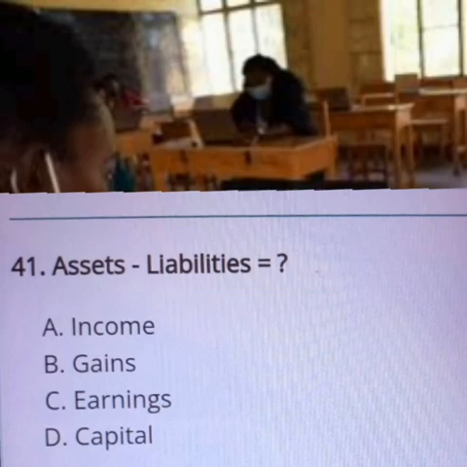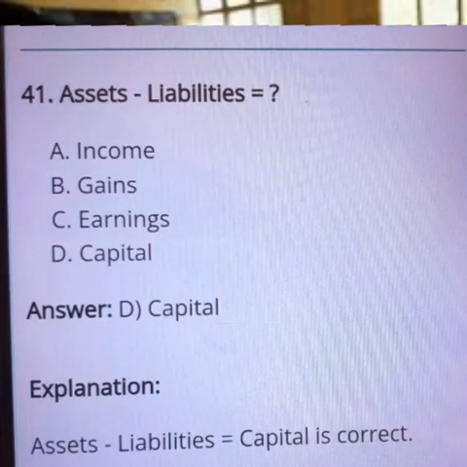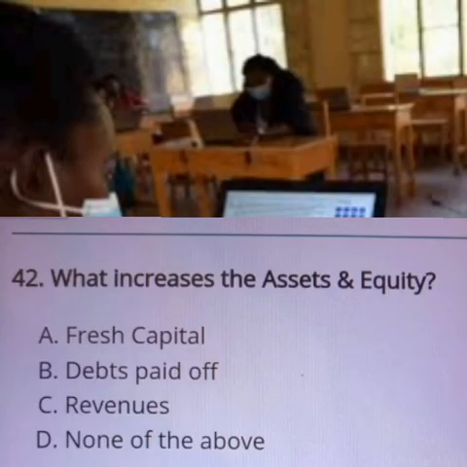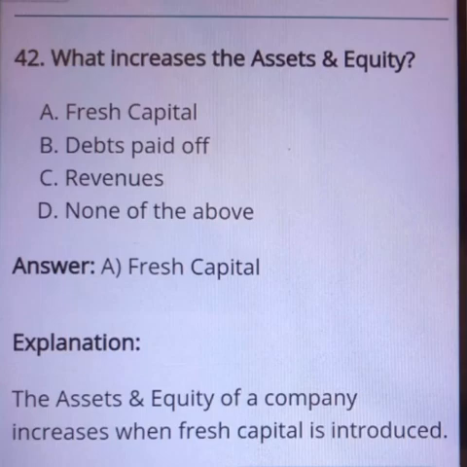Question number 41. Assets minus liabilities equals? A. Income. B. Gains. C. Earnings. D. Capital. Answer D. Capital. Question number 42. What increases the assets and equity? A. Fresh capital. B. Debts paid off. C. Revenue. D. None of the above. Answer is A. Fresh capital.